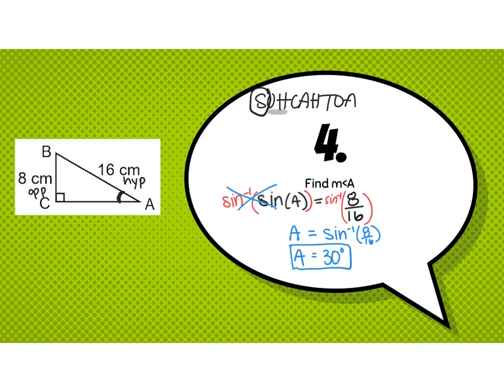You could check this problem by finding the sine of 30, and you'd want to make sure that that's the same thing as 8/16. 8/16 is the same thing as a half, or 0.5. Sine 30, if you put that into your calculator, you get 0.5, so it is in fact the correct answer. This example, example number 4, showed you how to find missing angles.